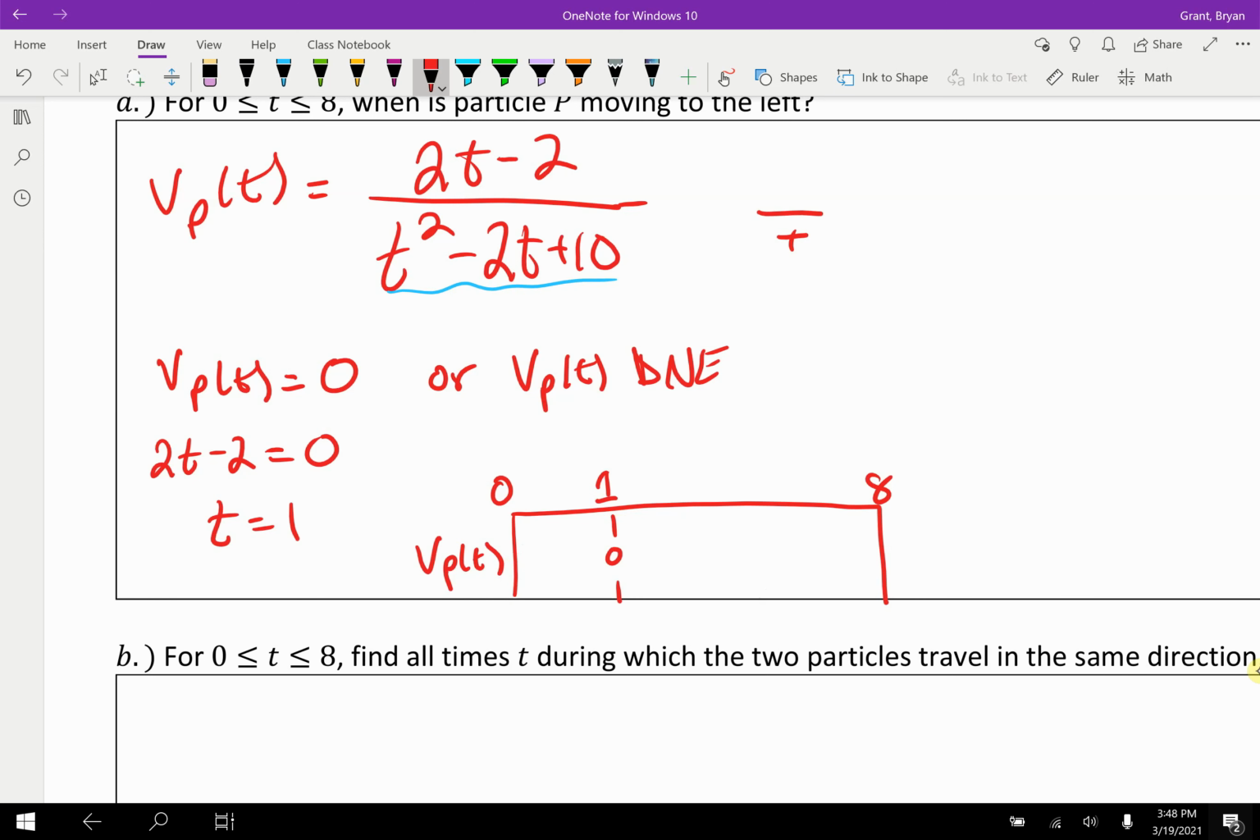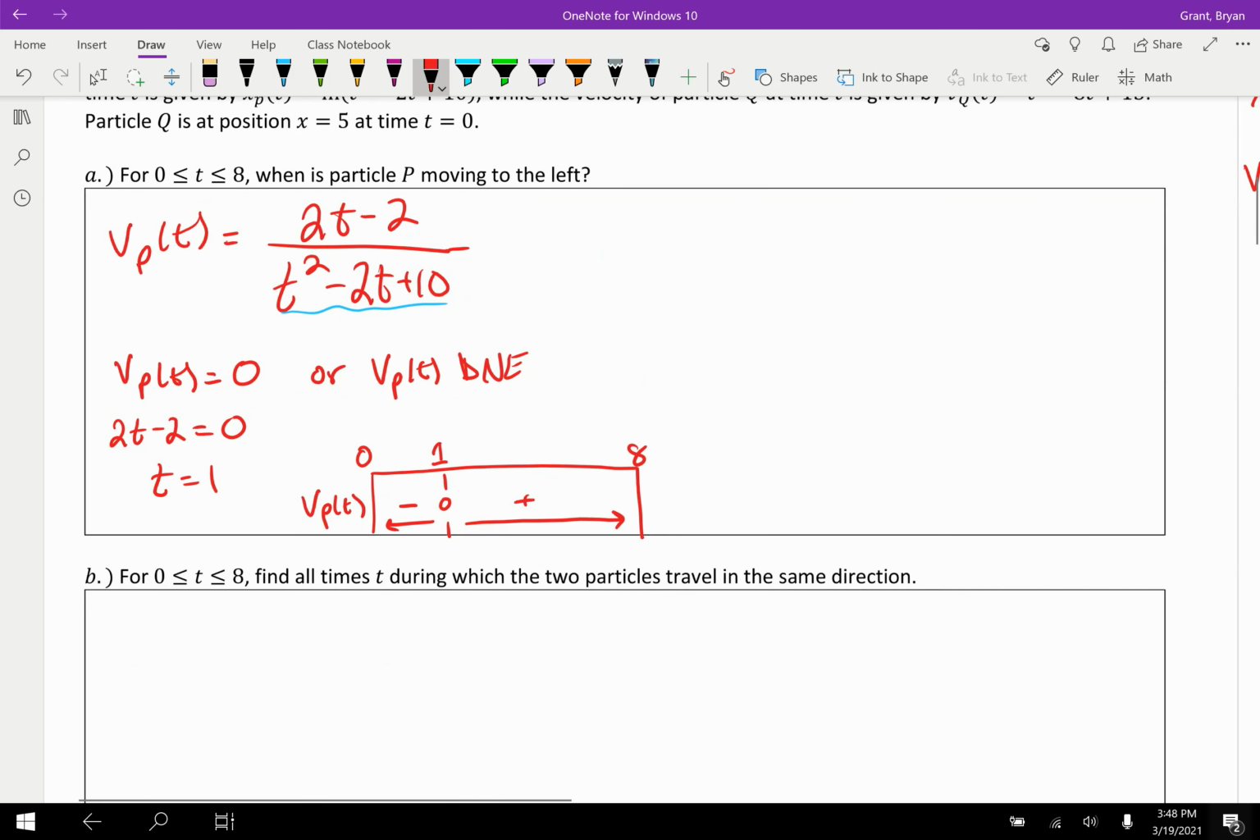Half of 2 is 1, 1 minus 2 is negative 1, so we get a negative value. If I try something like 2, 4 minus 2 is 2, that is a positive value. And now we have our sign chart, which tells us first the particle is moving to the left, and then the particle is moving to the right.